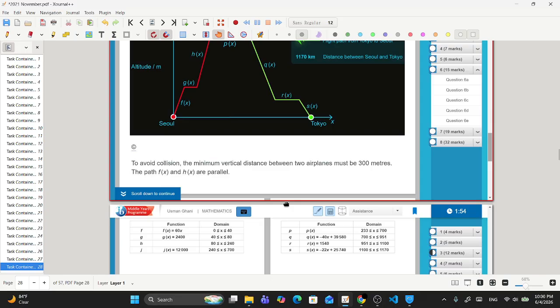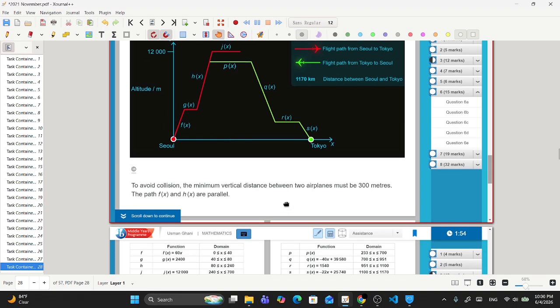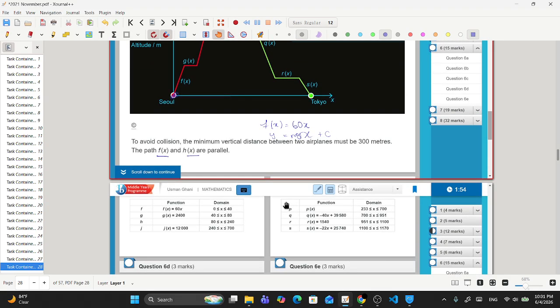So the gradient, as you know, is supposed to be equal to each other, right? Because they're both parallel to each other. So this is f of x and this is h of x. The equation of f of x is 60x simply. And you know that the equation of a line is y equals mx plus c. So there is no plus c because the line is intersecting at 0 comma 0 here, but m's value is going to be 60, right? Okay, if the value of m is 60, so we know that the gradient is 60.